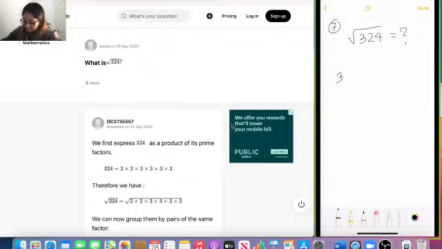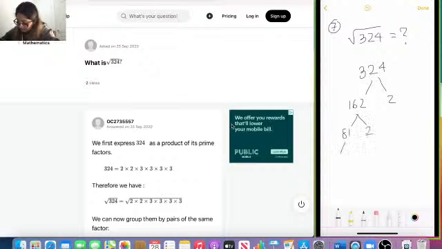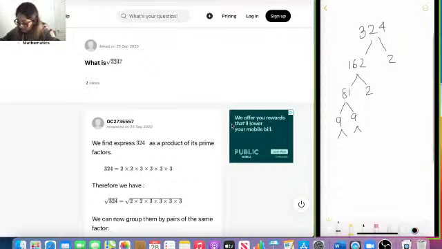So 324, if we have a branch here, 324, right? If we divide this by 2, you have 162 and 2. You can further divide this by 2, right, and you get 81 times 2. You can further divide 81, which is 9 times 9, right? And you can further simplify 9, and you basically get 3, 3, 3, and 3.